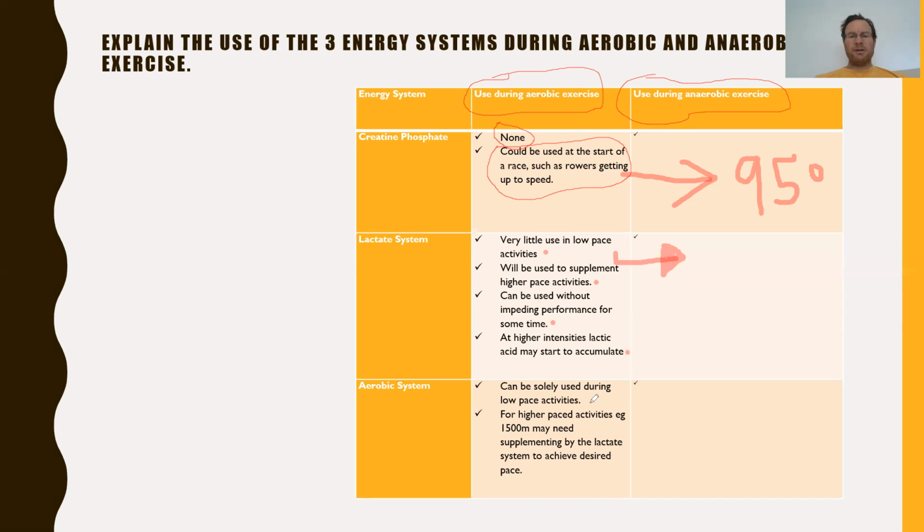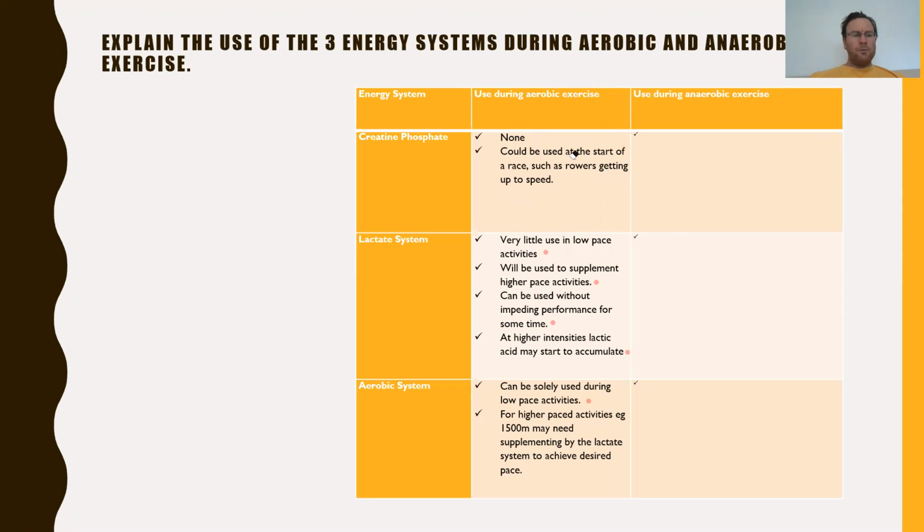And then lastly, the aerobic system, I've said can be solely used during low pace activities. For higher paced activities, so something like a 1500 meter race, it might need supplementing by the lactic acid system to achieve the desired pace. You might also mention how at really low intensities fats are the dominant energy source, or dominant fuel, and as we get to higher intensity, glucose becomes more important. So your job is to complete this.